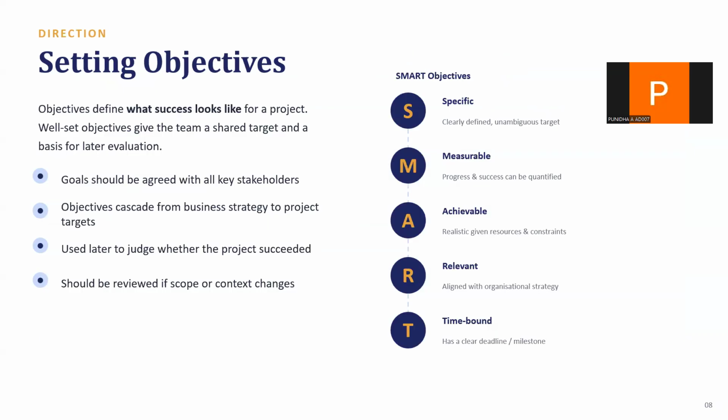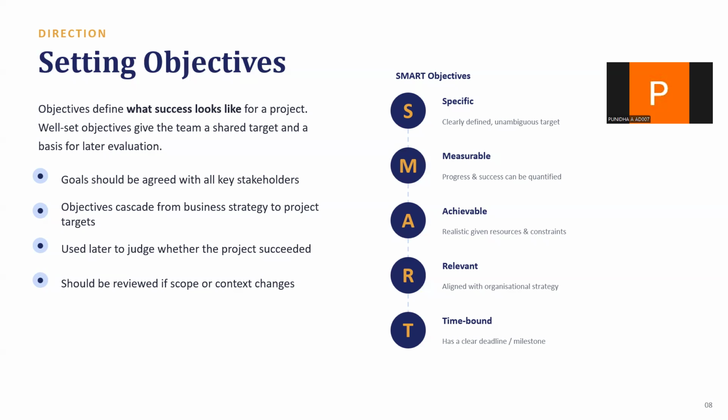Setting objectives. Now, let's talk about setting objectives, because objectives define what success actually looks like, and the gold standard here is the SMART framework. Yes. Specific: a clearly defined, unambiguous target. Measurable: progress and success can actually be quantified. A, achievable: realistic, given your resources and constraints. R, relevant: aligned with the organization's overall strategy. T, time bound: it has a clear deadline or milestone.